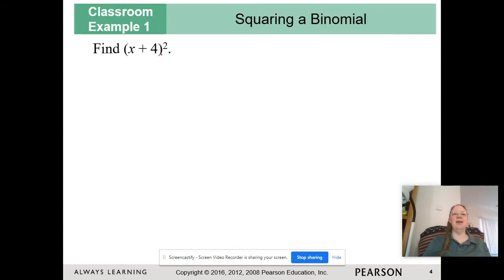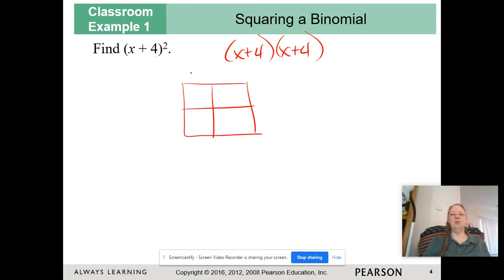So let's suppose I have x plus 4 and I want to square it. What this means is x plus 4 times x plus 4. When we multiply, we multiply the x times the x, and we multiply the x times the 4. And this time we multiply 4 times x, but because these binomials are the same, I have the x times the 4 here, but I also have x times 4 here. So I end up with 2 of these 4x's. And then we have 4 times 4, which is 16.